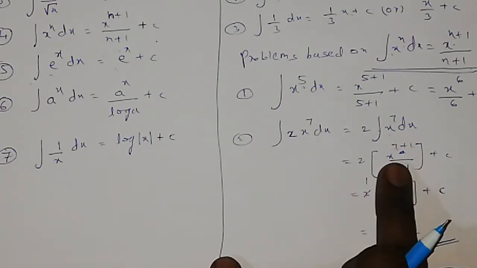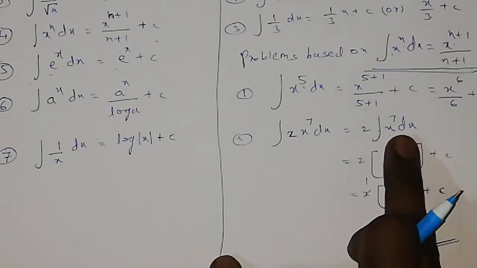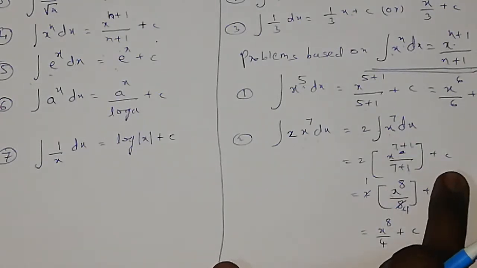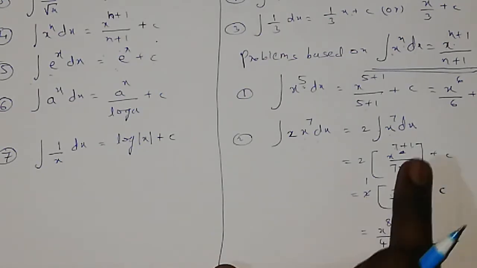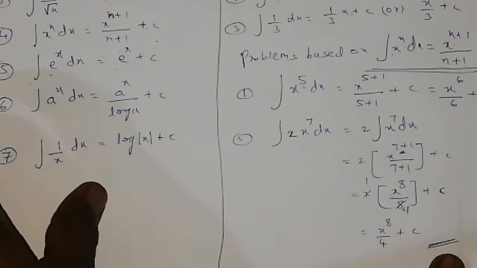So after integration we have to write plus c. Before, we are not writing it here. When we are applying the formula of integration, only then we have to write plus c. So now 2 into x power 8 by 8 plus c. Here 2 1s are 2, 2 4s are 8. So it becomes x power 8 by 4 plus c. Like this. This is one more problem.